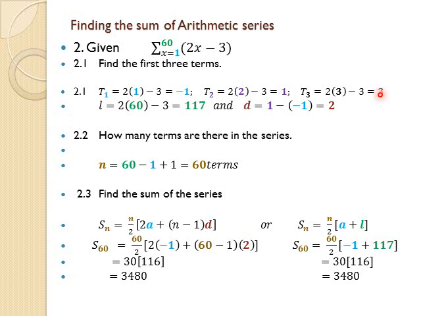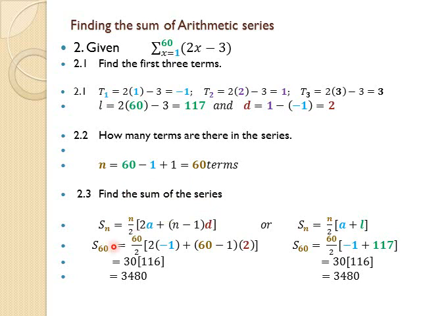Again, if you want to use this formula, a plus l, we'll find the last term: 2 times 60, which is 120, minus 3 is 117. Common difference: 1 minus minus 1 gives me 1 plus 1, which equals 2. So how many terms are there in the series? Again, remember, I need to know n to get the sum, so that would be top minus bottom plus 1. So 60 minus 1 plus 1 then gives me 60 terms.